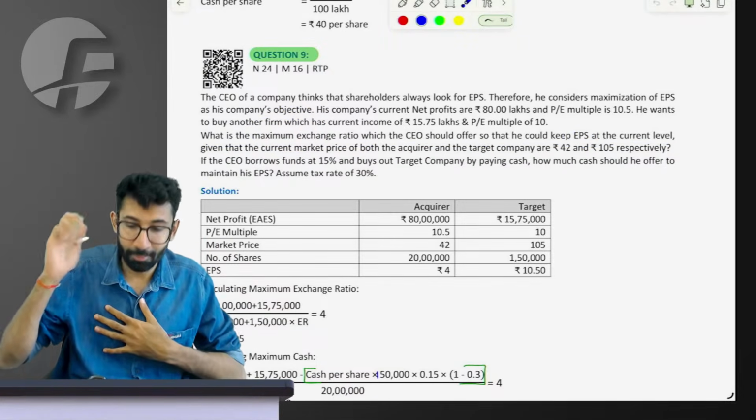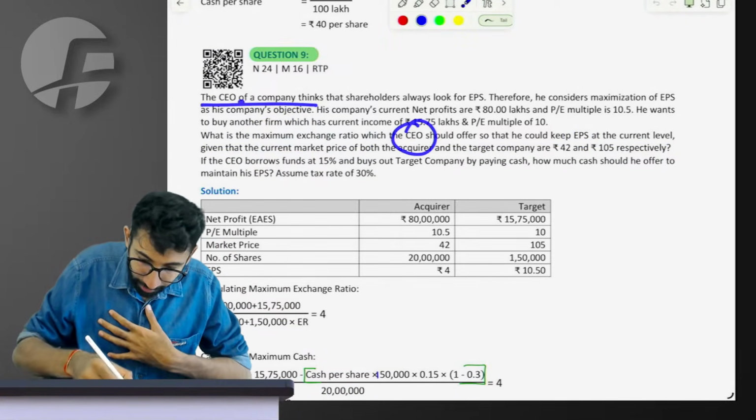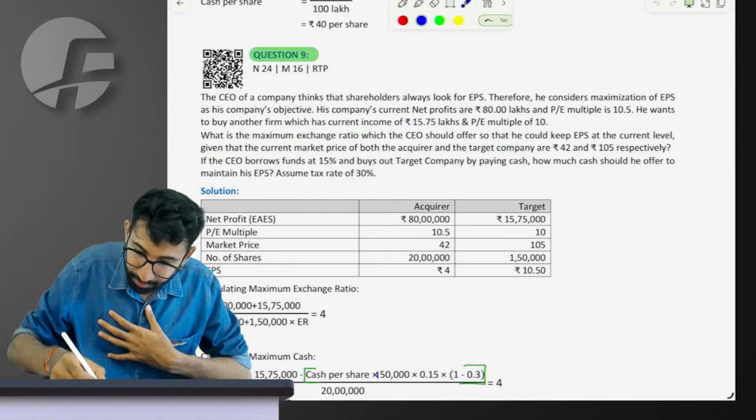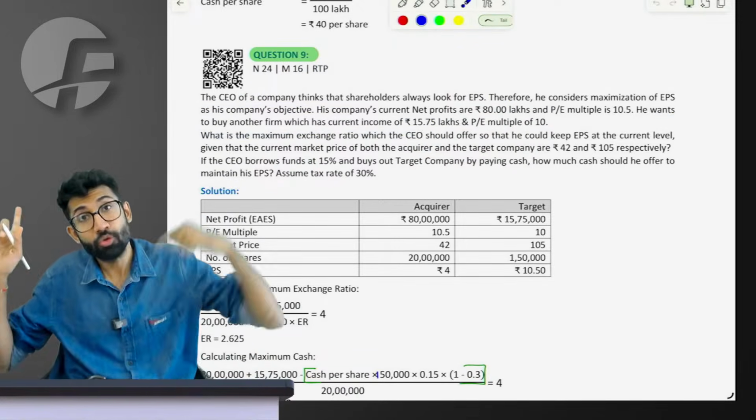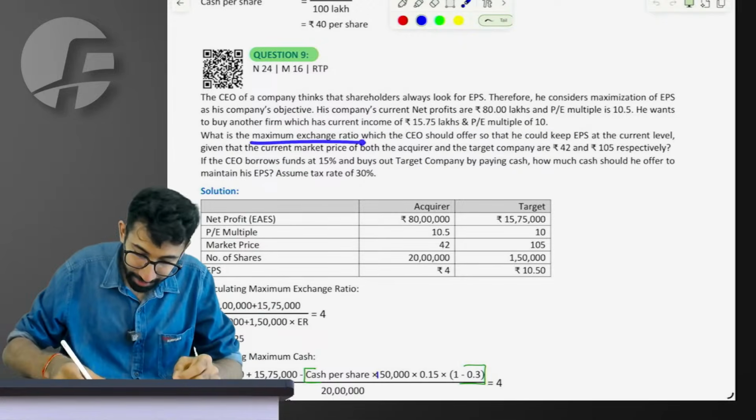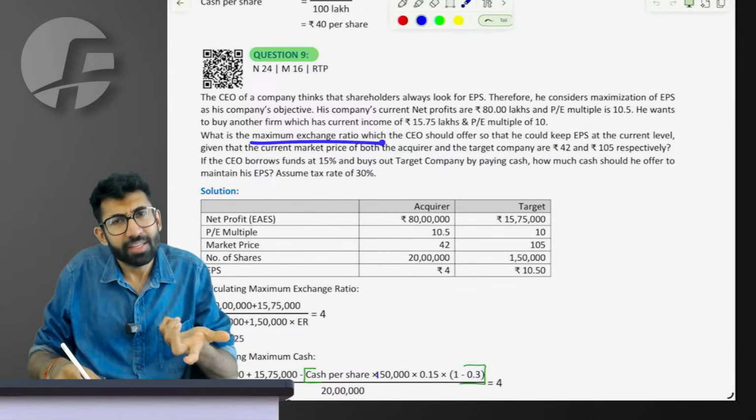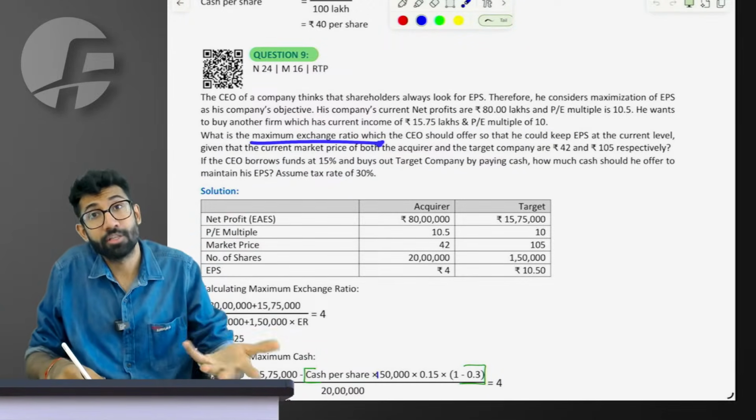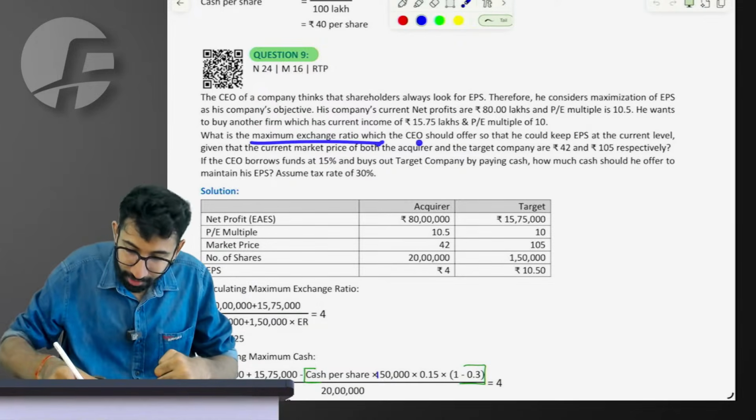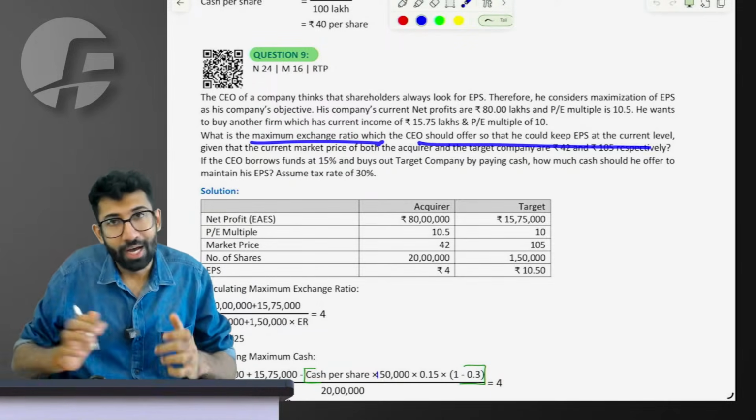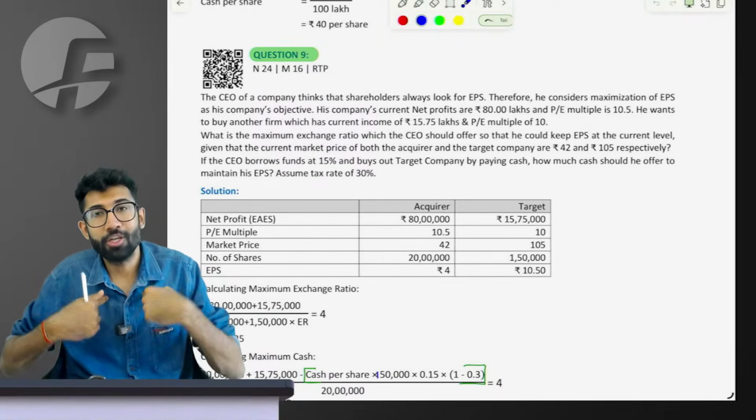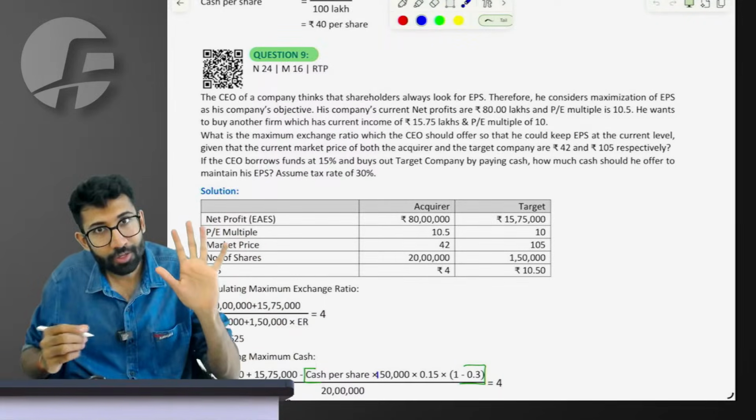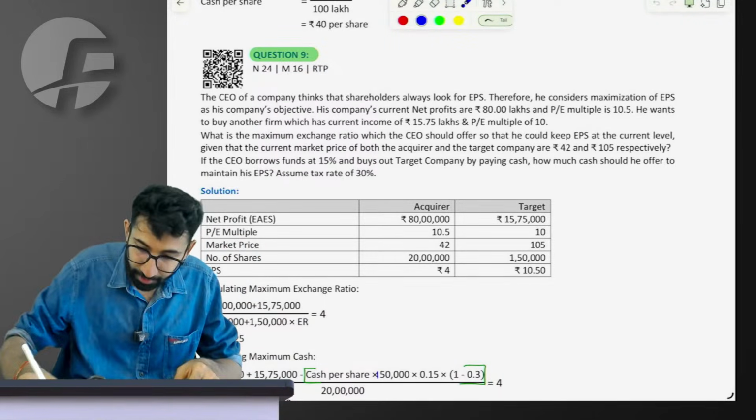Who decides maximum? Acquirer. Is the CEO the acquirer? Yes, sir. He is planning to acquire. He wants to buy another firm. So I am CEO, I am acquirer. I will decide the maximum exchange ratio. Sir, exchange ratio, not a cash deal. Yes, exchange ratio is a stock deal. So what is the thought process for exchange ratio? I'm ready to give you such an exchange ratio that my post-merger EPS is at least equal to my pre-merger EPS.